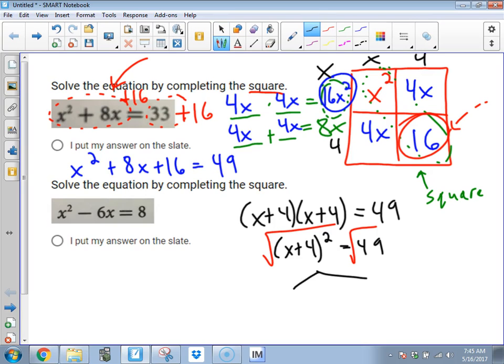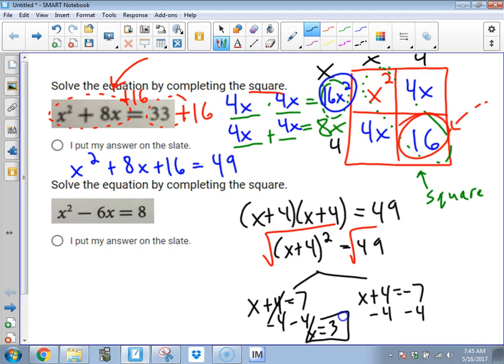But I'm going to separate it into two different problems because remember, when you take the square root of both sides you have a positive 7 and a negative 7. So it's x plus 4 equals positive 7 and x plus 4 equals negative 7. Then you solve by subtracting 4, and we get x equals 3. One answer. Subtract 4, x equals negative 11.